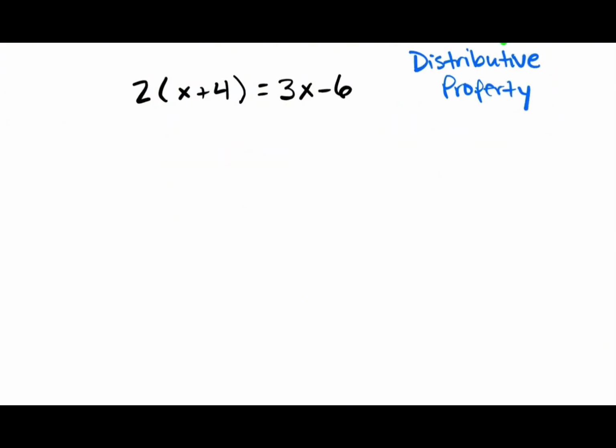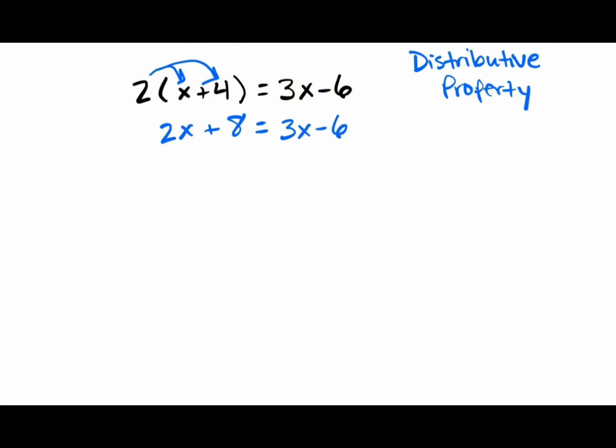In this problem, we're going to go ahead and solve for x. X is a variable that we don't know the value of. Now in this problem, we're going to be using the distributive property. So distributive property, it sounds like to distribute, to give out. So thinking about that, what we're going to do is take this 2 and multiply it by each term in our parentheses. So this turns out to be 2 times x becomes 2x plus 2 times 4 equals 8, and then we have equals 3x minus 6.